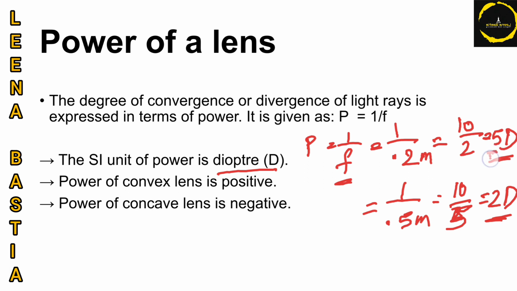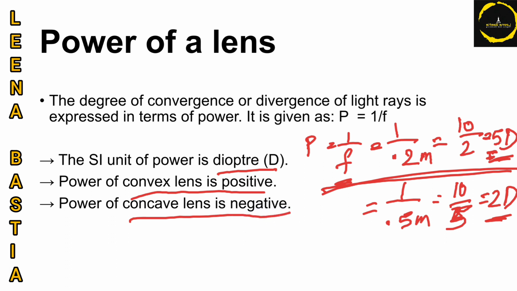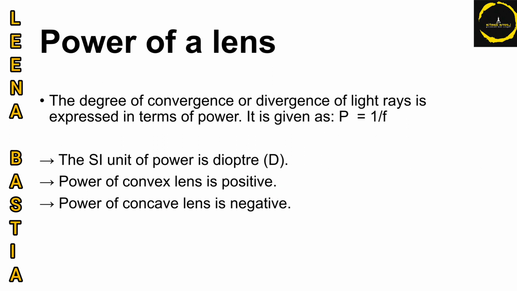So this positive sign indicates that it is a convex lens, and we have calculated this entire thing for a convex lens only. That is what the next point is. Power of convex lens is positive, and the power of concave lens is negative, because we know that focal length for a convex lens is positive and focal length for a concave lens is negative. I hope this one is also clear to you all. So let us move on to the next part.